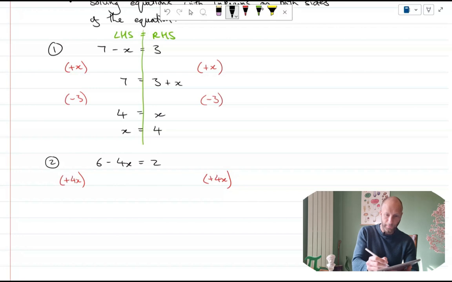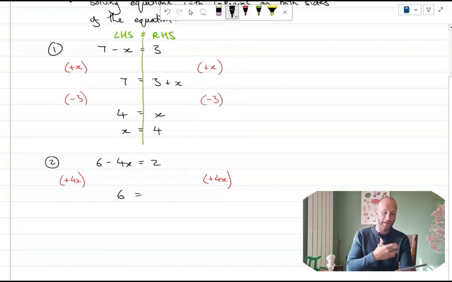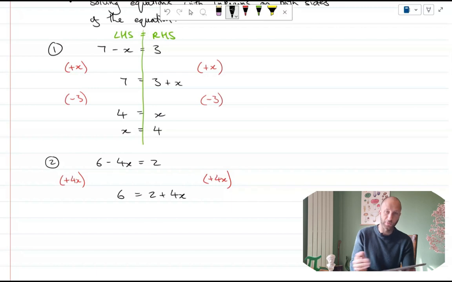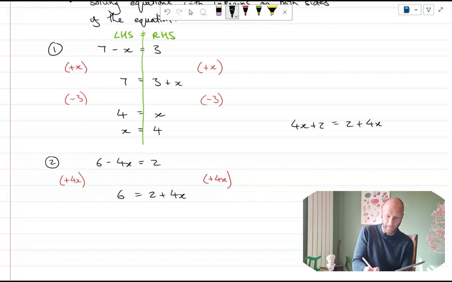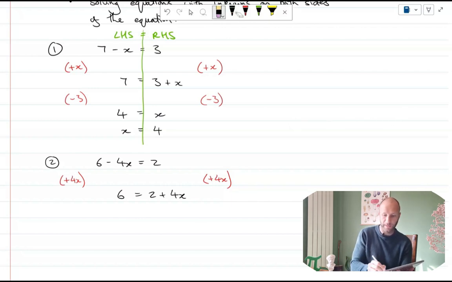So when we add 4x to the left-hand side, it cancels with the negative 4x. Minus 4x plus 4x is 0, so I'll be left with 6. But to balance things, I've got to add 4x to the right-hand side as well. So I get 2 plus 4x. I could write that as 4x plus 2 if I wanted to. These things are the same. Doesn't matter how you want to write it, as long as the term is right in front of it, or the sign is right. If it's positive, it has to stay positive. If it's negative, it stays negative.